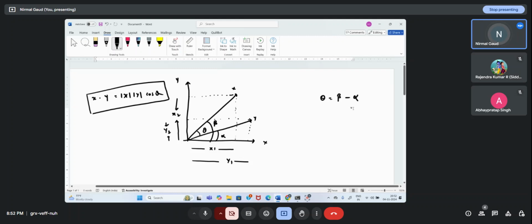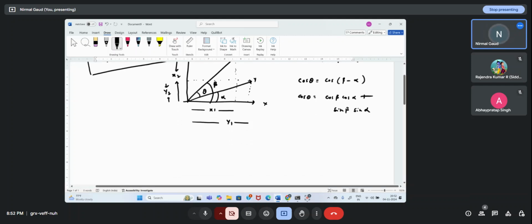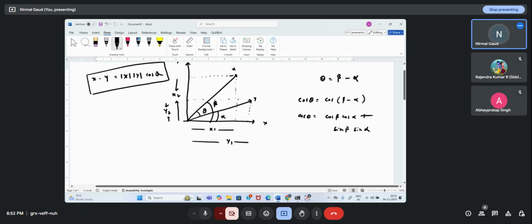I need to find the value of cos theta, so let me put cos on both sides. Cos theta is equal to cos of beta minus alpha, that is cos(a minus b). You know about trigonometry. The formula for cos(a minus b) is cos beta cos alpha plus sine beta sine alpha. Cos a cos b plus sine a sine b. That is the formula of trigonometry. So I think we can calculate cos beta, cos alpha, sine beta, sine alpha.